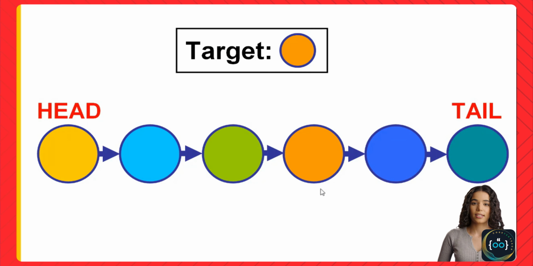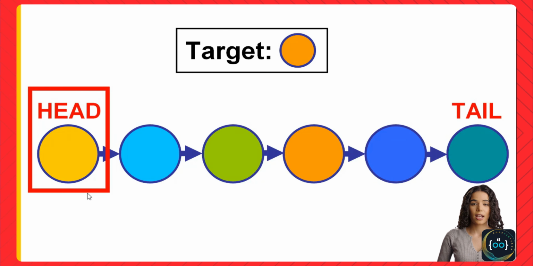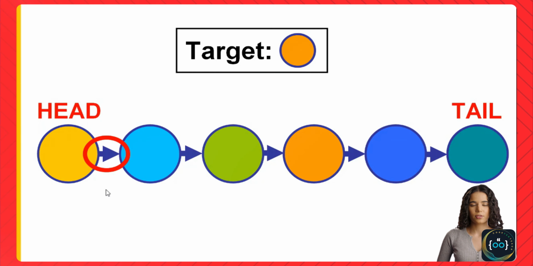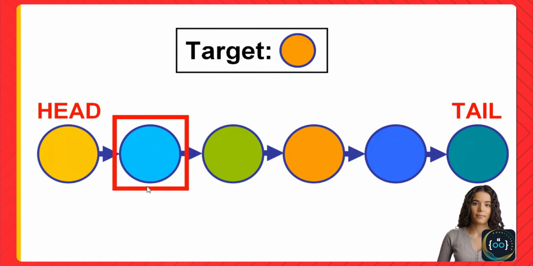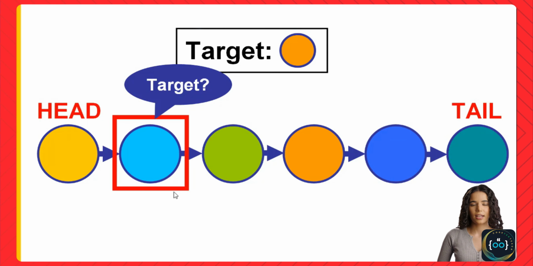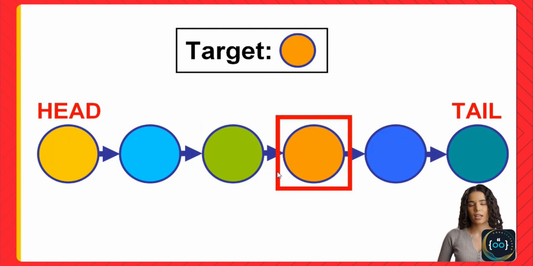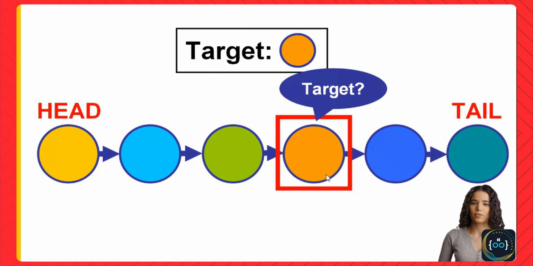Like always, we start searching at the head node, and we ask, is this the target node? No, it isn't, so we use the pointer to reach the next node in the linked list. And we ask the same question. Is this the target node? No, it isn't, so we use the pointer again to reach the next node, the green node. We ask, is this the target? Since it isn't, we go through the pointer again, and now we ask, is this the target node?